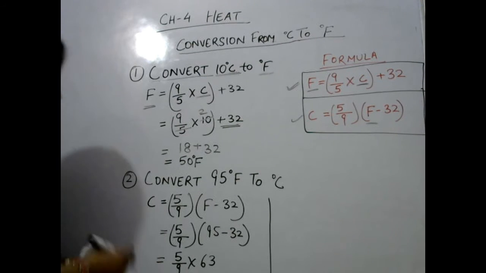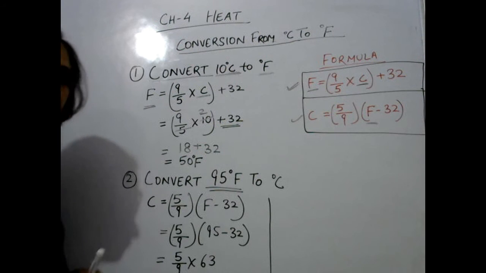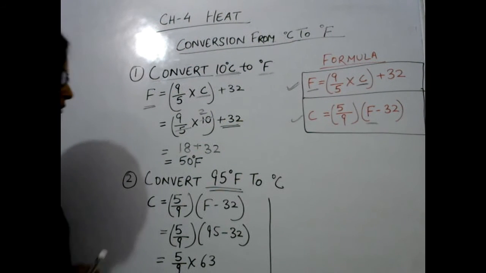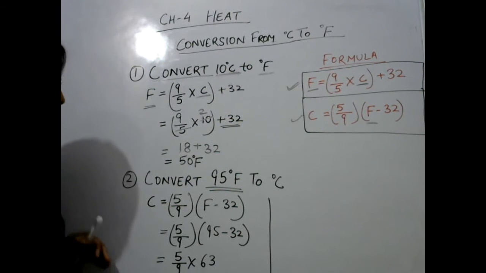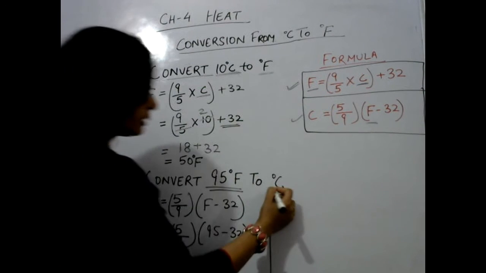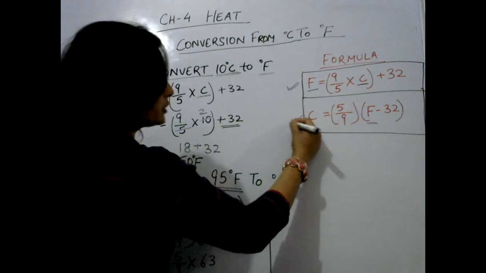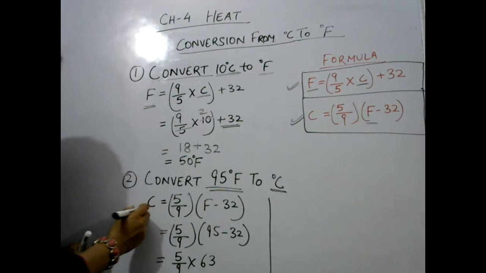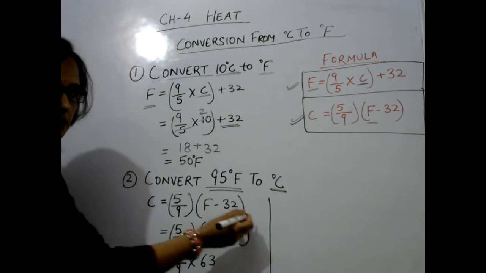Now look at another example. Here we have to convert 95 degree Fahrenheit into degree Celsius. So which formula do we have to apply here? We have to apply the formula in which we can measure degree centigrade. So this formula we have to apply. So C is equal to 5 upon 9 multiplied by F minus 32.